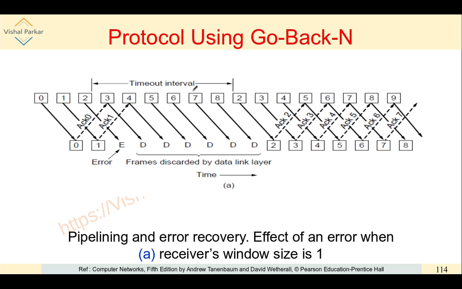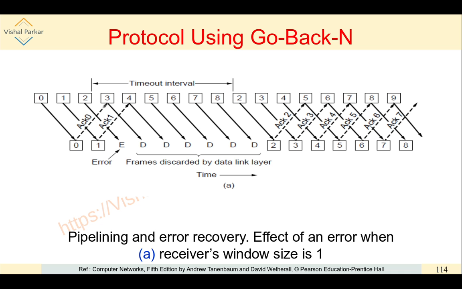So when the timer for frame number 2 elapsed and the acknowledgement for frame number 2 was not received up till this time, the sender simply started sending all the frames right from sequence number 2, 3, 4, etc. once again.